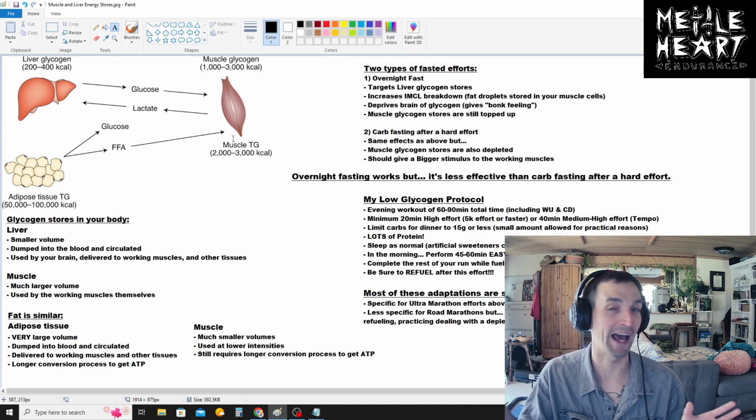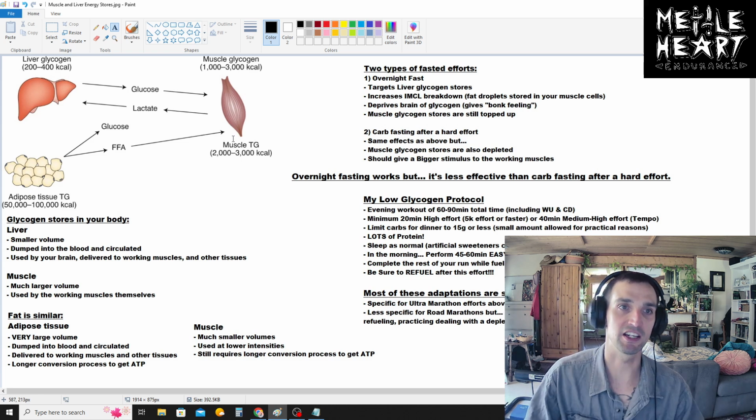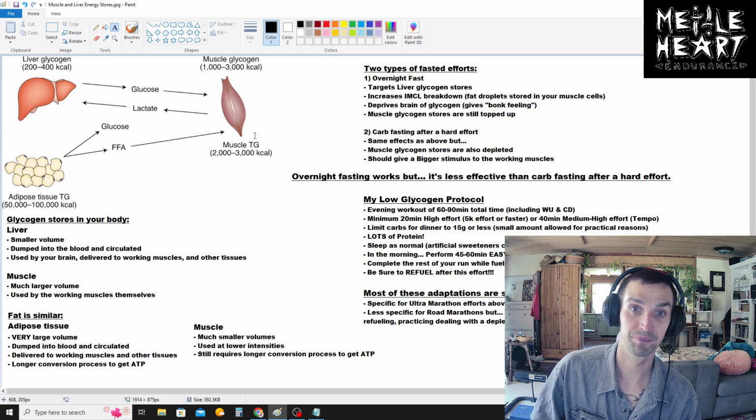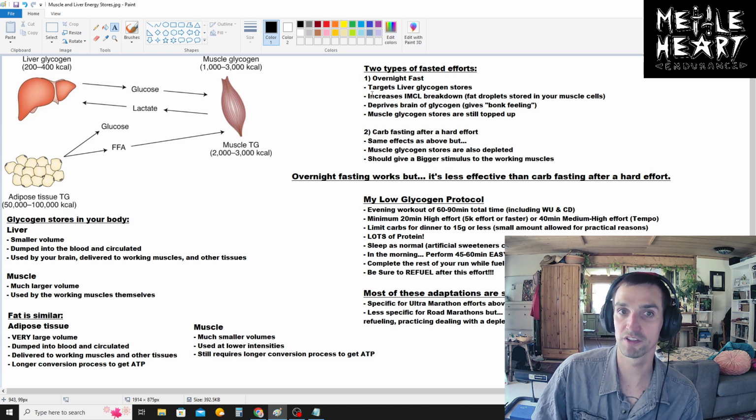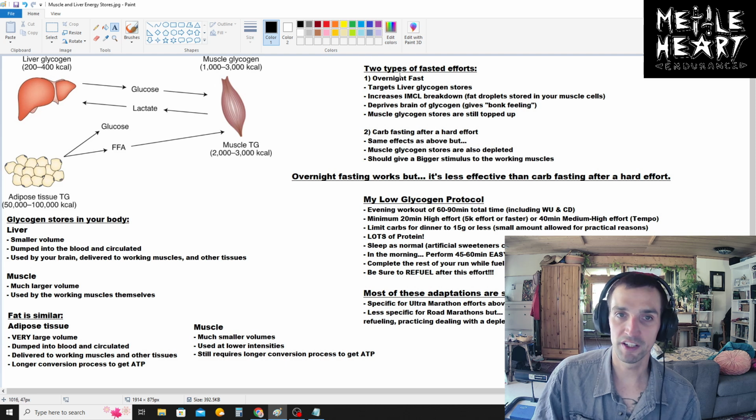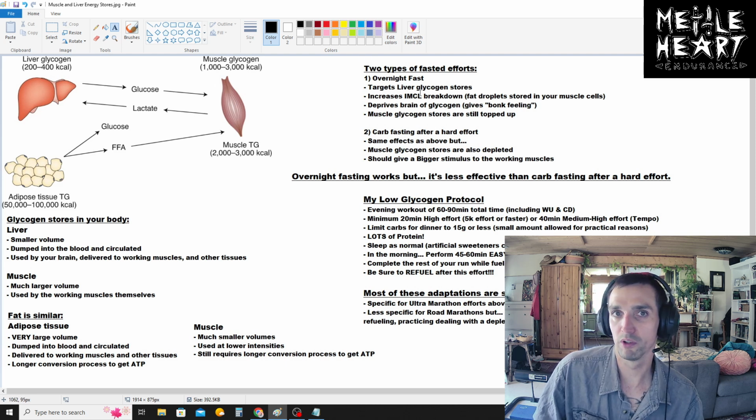But you have to go past that period it takes for you to deplete the glycogen that's already stored inside of your muscle. And there's research to show that even these fasted efforts increase the amount of this IMCL. It's essentially those fat droplets. It increases the amount of that fat that you actually metabolize. So this overnight fast totally works.